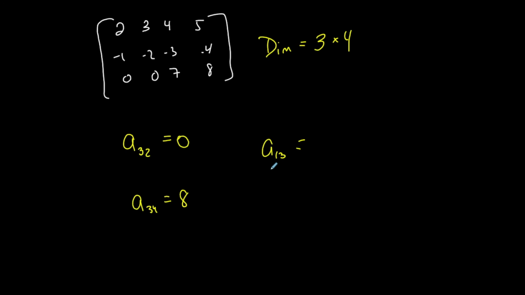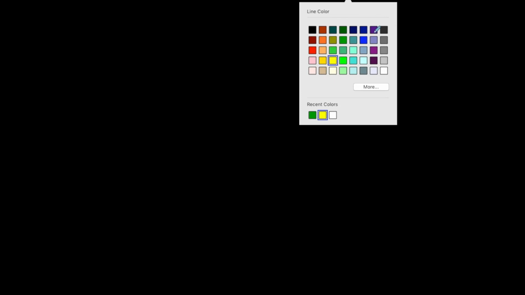A13. This is the element from this particular matrix in row 1, column 3, which is equal to 4, okay? Not bad, right? So far, so good. I'm just talking about some terminology involved with matrices.